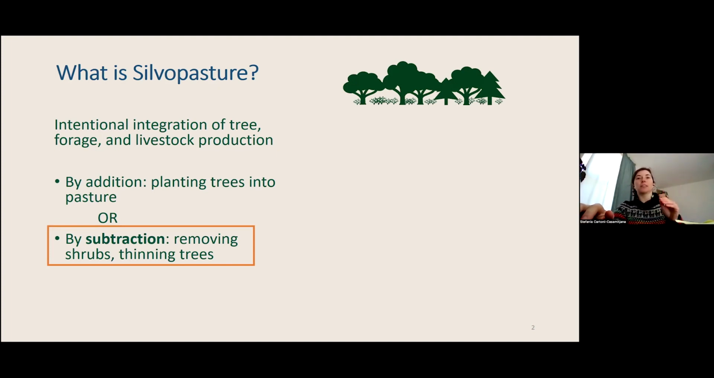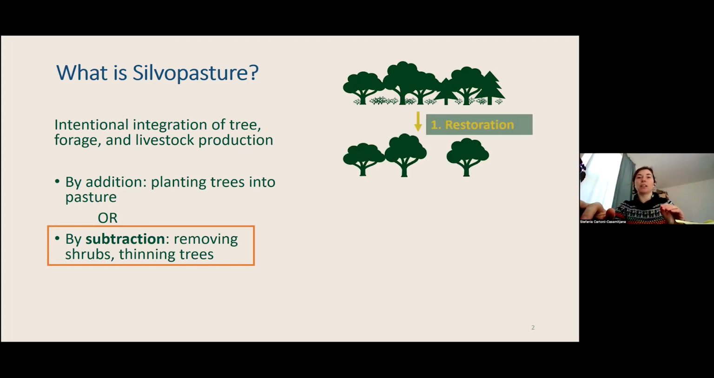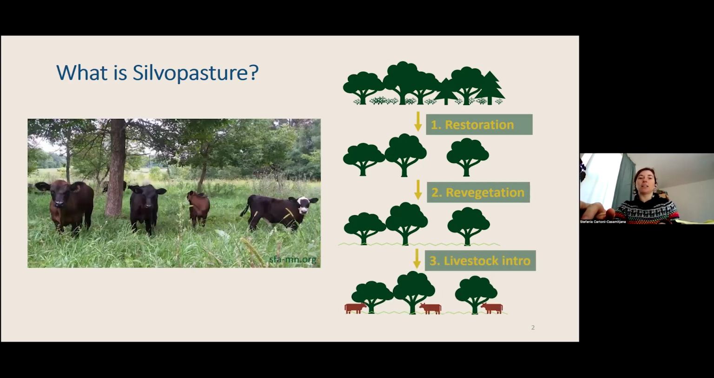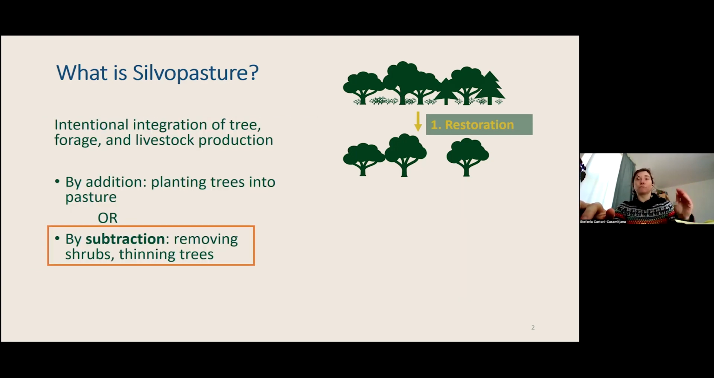So here we have this little diagram. If we start with a forest that is very dense and has a lot of shrubs in the understory, the first step is to restore or manage this understory vegetation, and remove some trees and shrubs so that we get more light in. Then we revegetate with the forages that we want to establish. And finally, we're able to introduce livestock. It could look something like this in the picture. In my experiment, we are going up to the revegetation phase, and we are not introducing livestock yet.